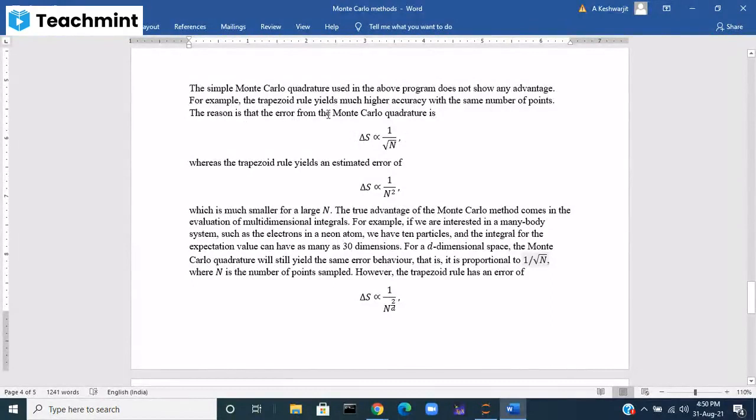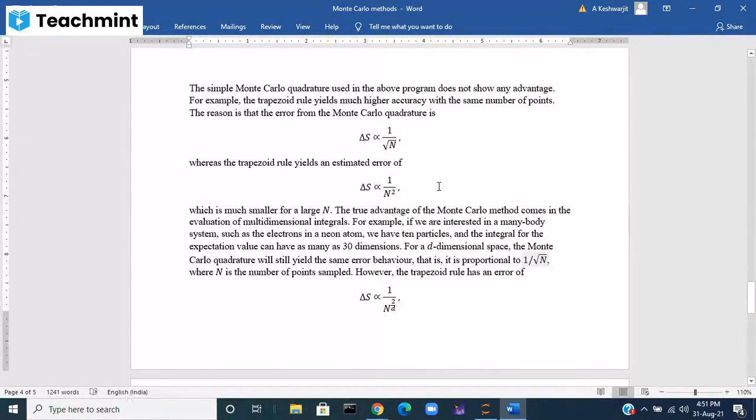The reason is that the error from Monte Carlo quadrature is proportional to 1 by root n, whereas the error of the trapezoidal rule is proportional to 1 by n squared, which is much smaller for a large n. So when n is large, the error in the trapezoidal rule is smaller than the Monte Carlo error.